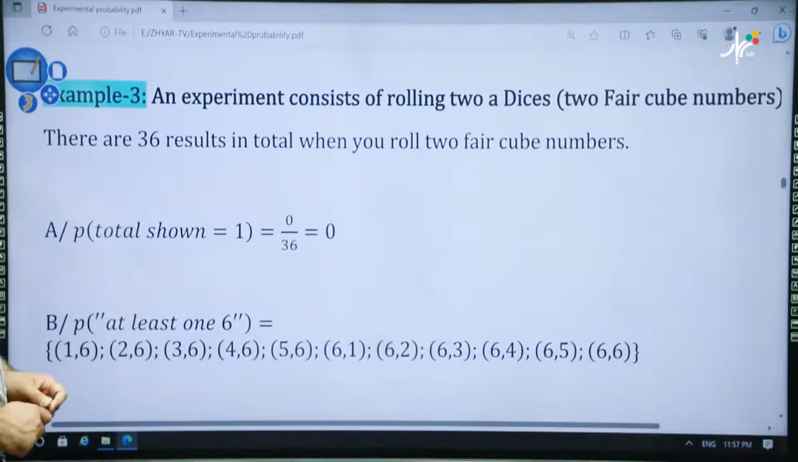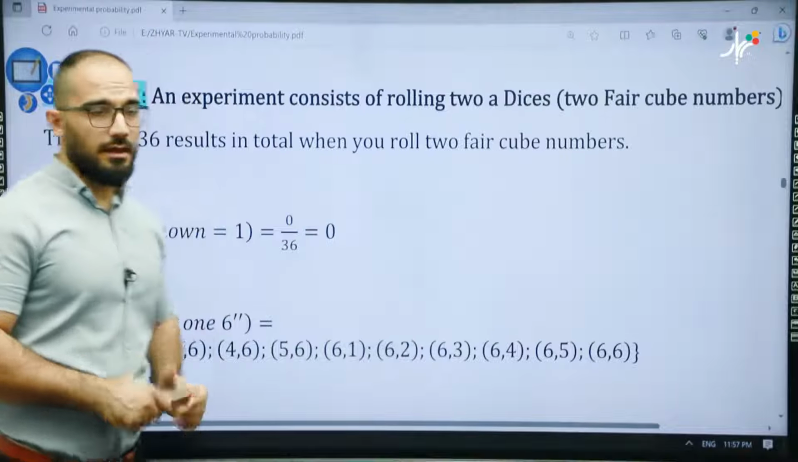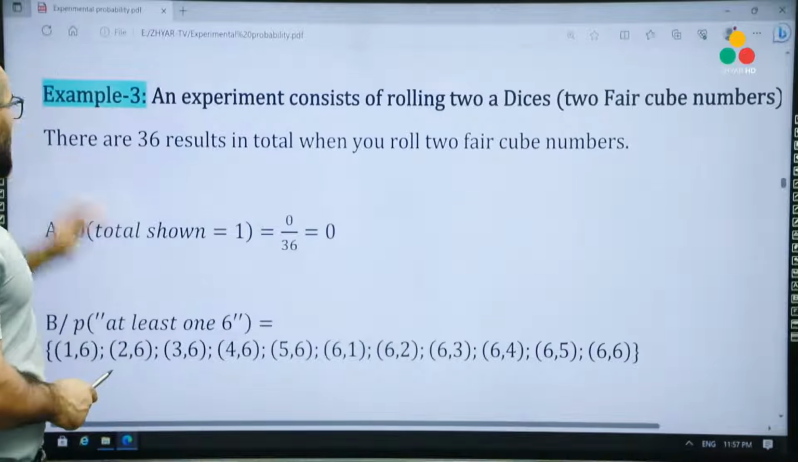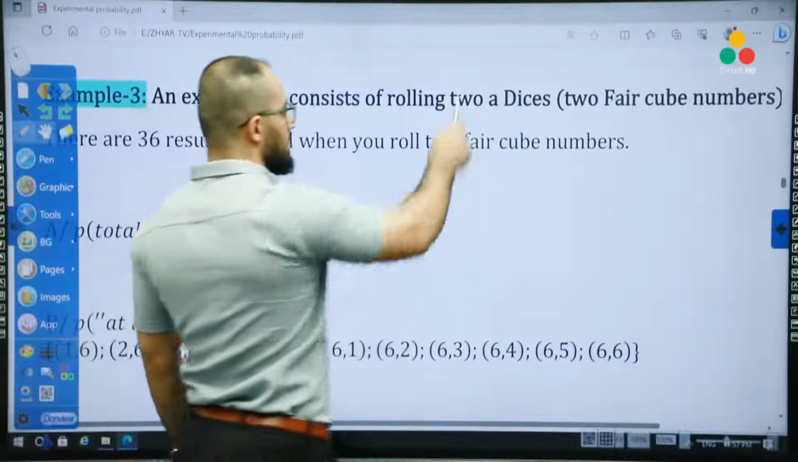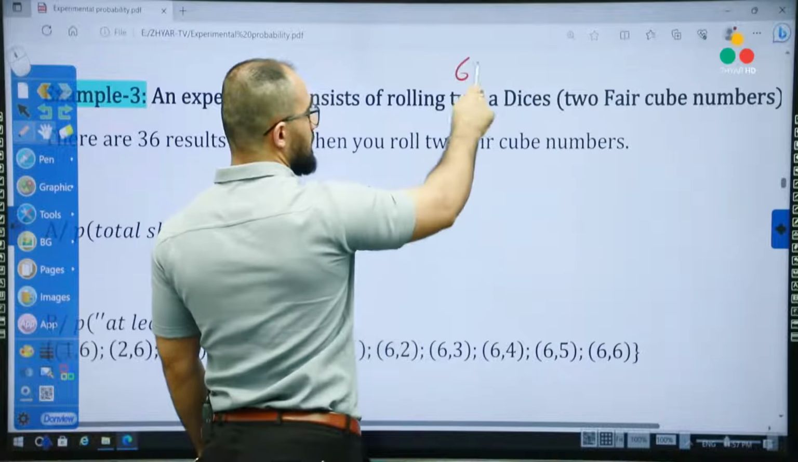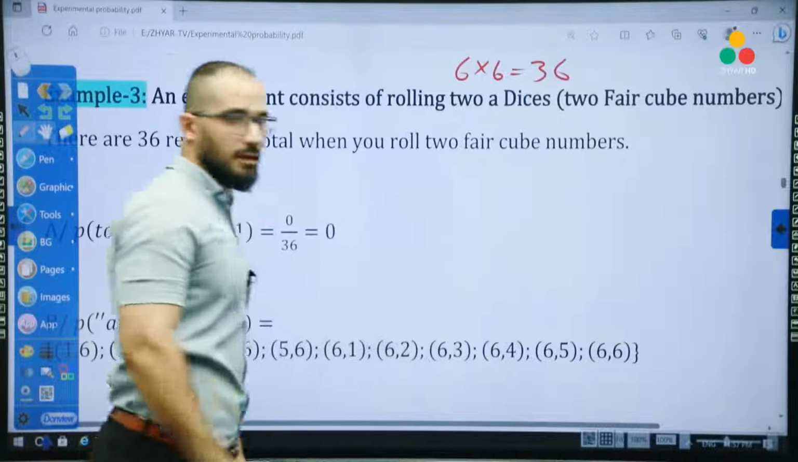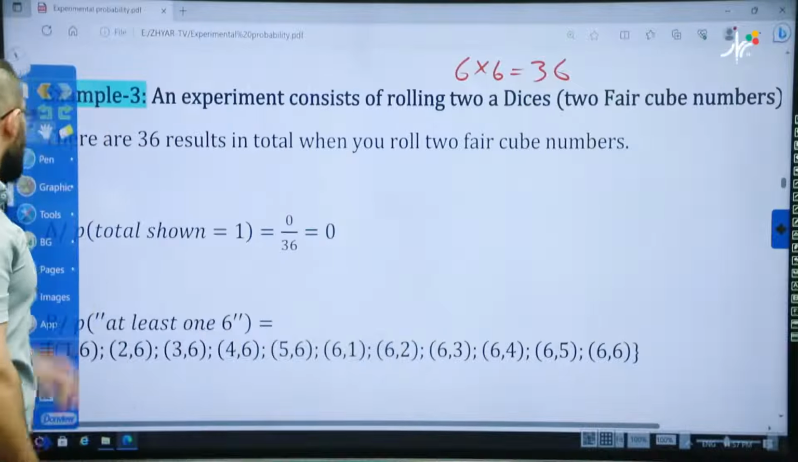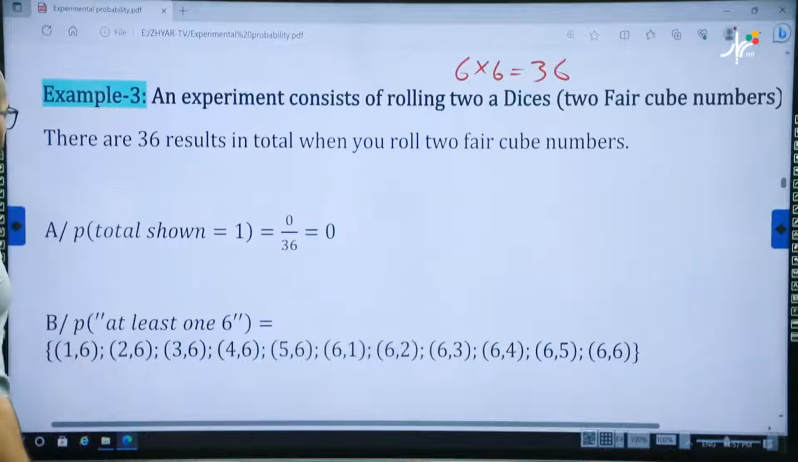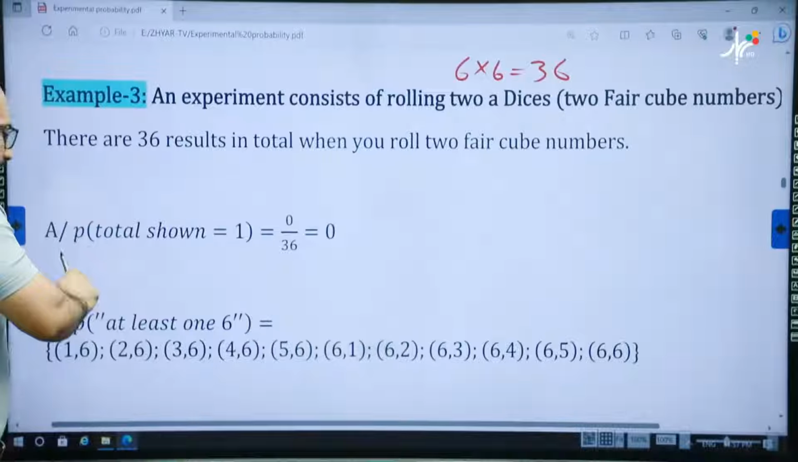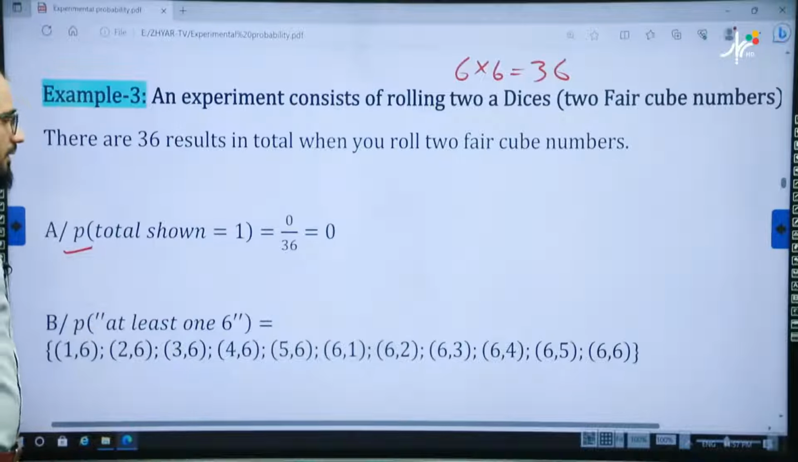An experiment consists of rolling 2 dice. Again, I'm going to remind you, it consists of rolling 2 dice. It means this is the first dice times the second one. It's going to be 36 results. So we have 36 results. Then it says probability of P of total shown 1.